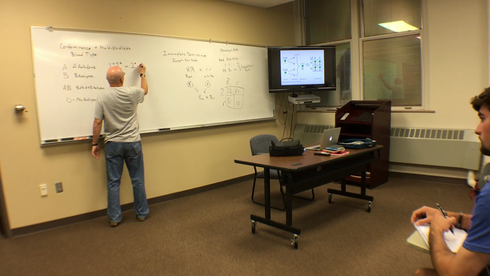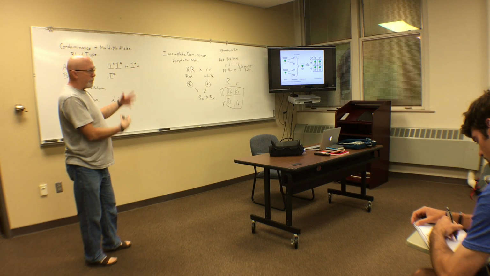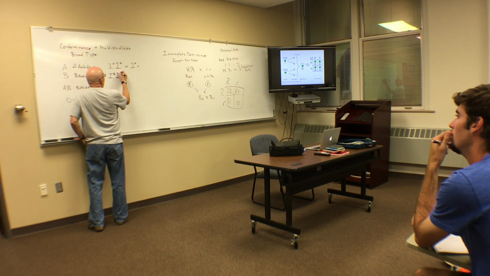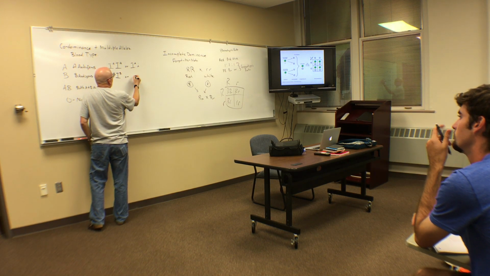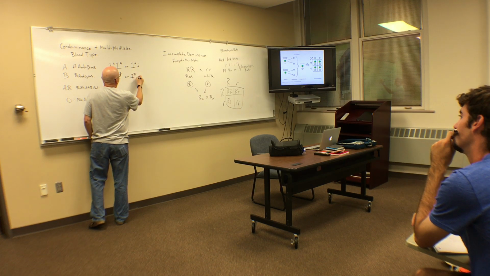So if you have A antigen, you can either be homozygous dominant or you can be heterozygous. You don't have to say heterozygous dominant. Heterozygous implies that there's a dominant allele there. B antigens would be homozygous dominant or heterozygous. Yeah, there you go.